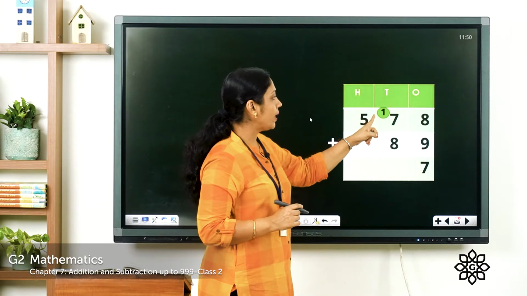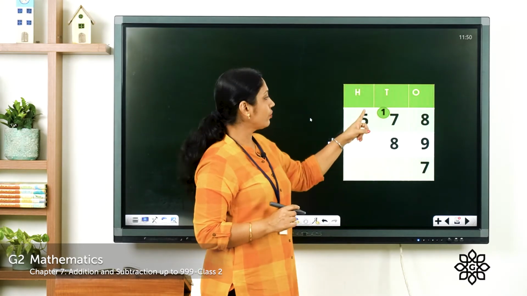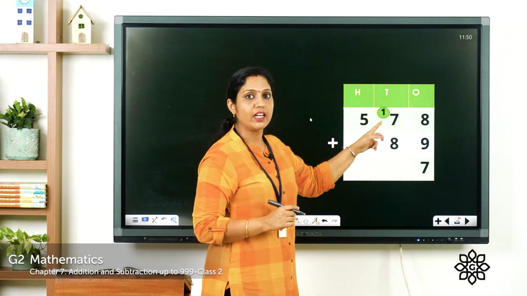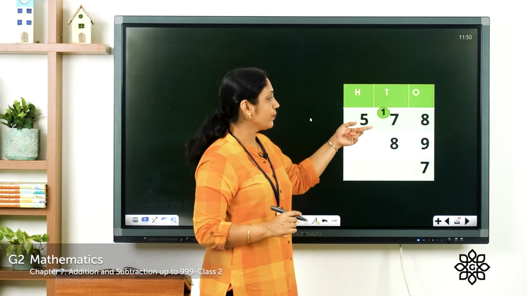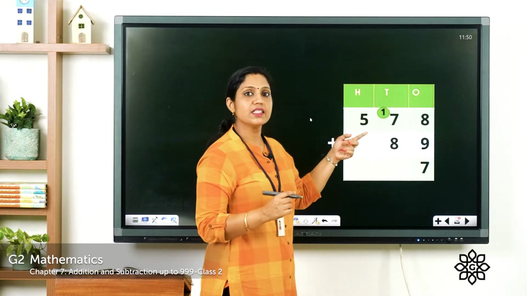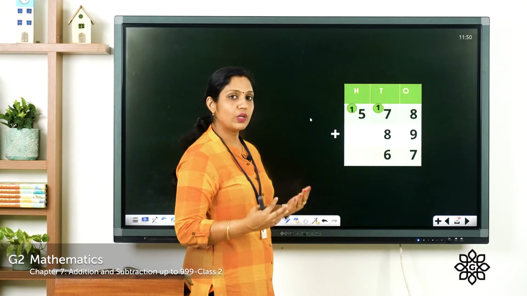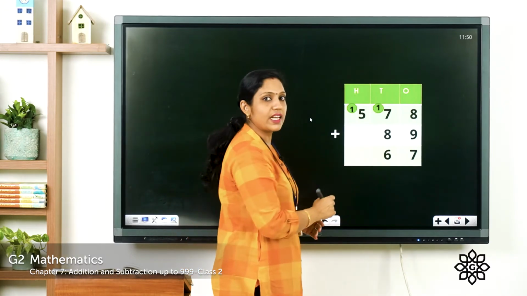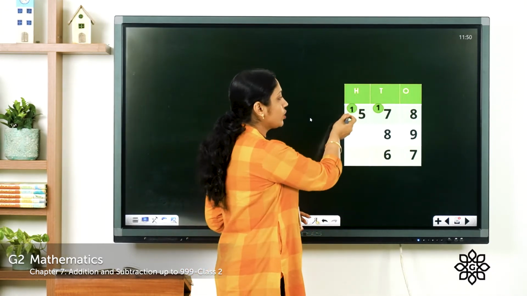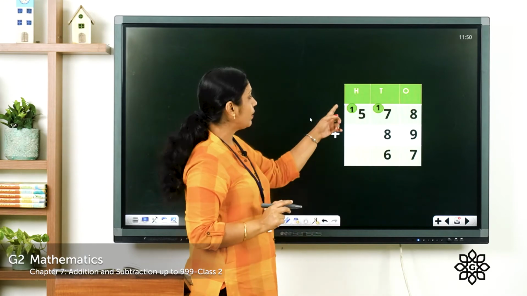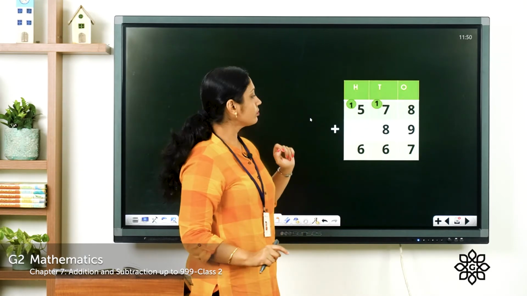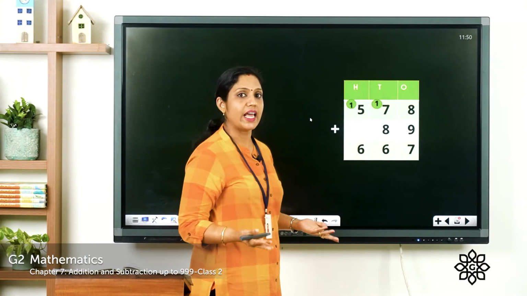Now we'll add these numbers. We have 1 plus 7 plus 8. So first we'll add 1 plus 7. 1 plus 7 is 8. And again 8 plus 8 is 16. So what we'll do, write that 6 in the tens place, and 1 will carry over to the hundreds place. Now 1 plus 5 is 6. So we got the answer 667.